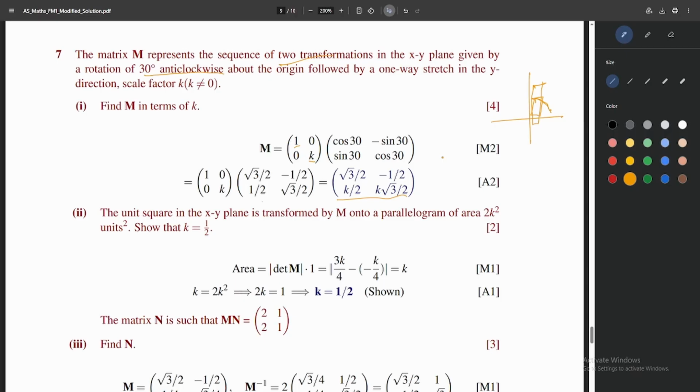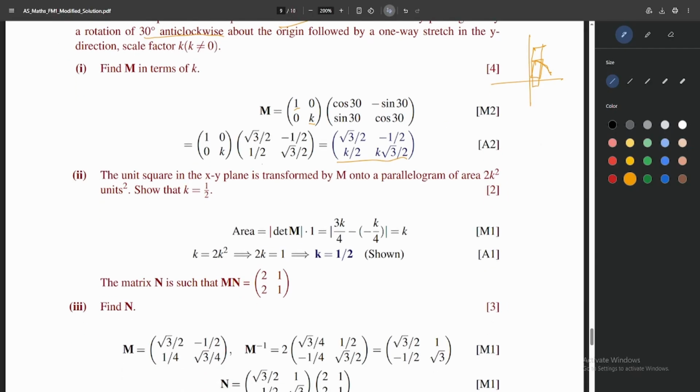So next question: a unit square in the xy plane is transformed by M into a parallelogram of area 2k square units. Show that k is equal to half. So it's a unit square, right? And then we are multiplying this with this M, and then we get the area 2k square.